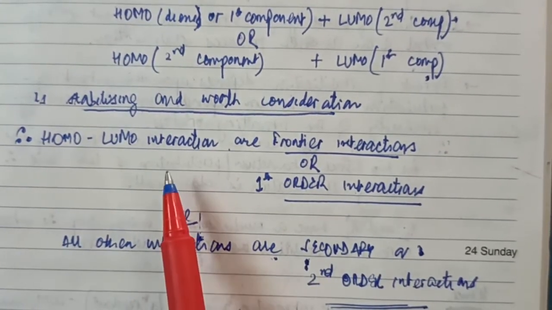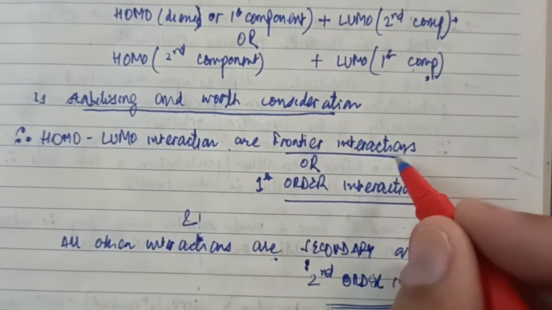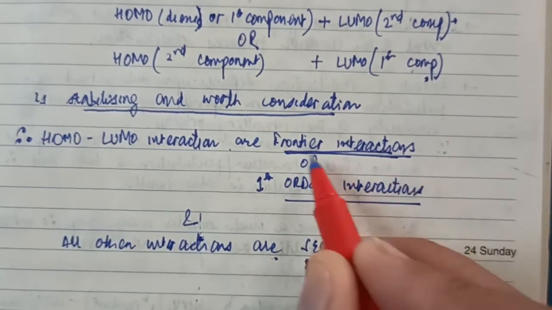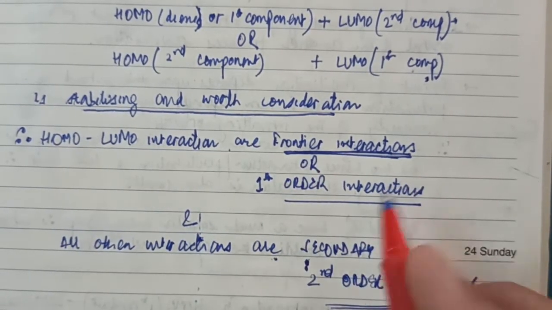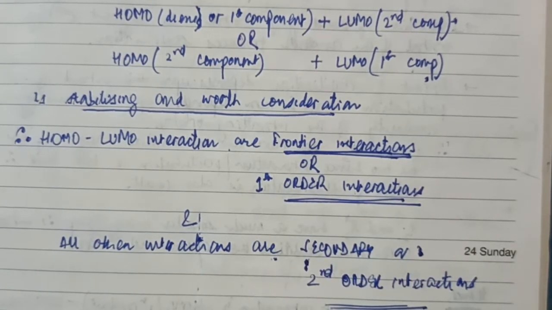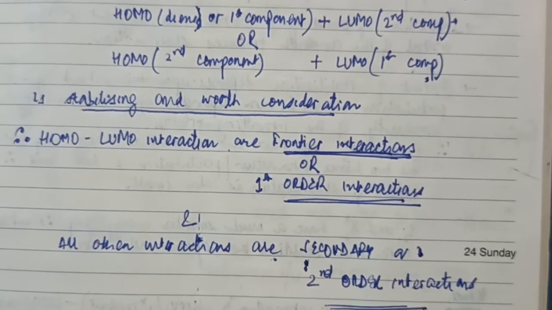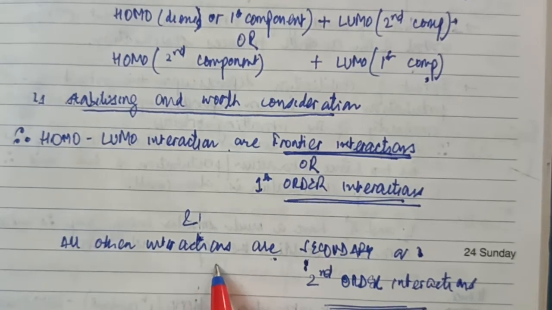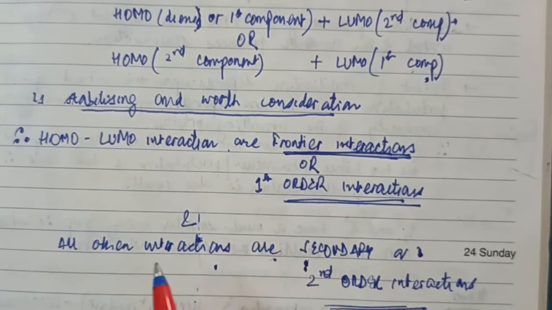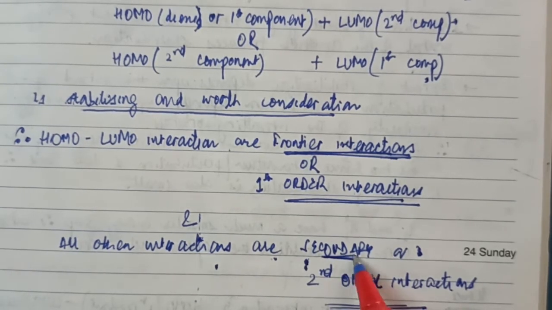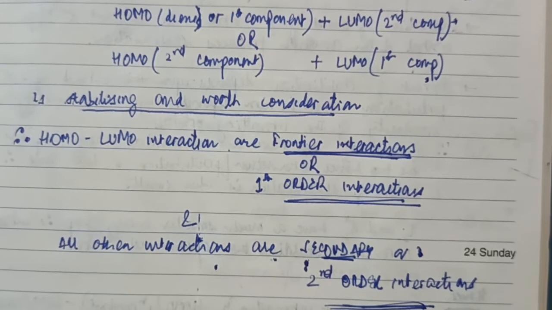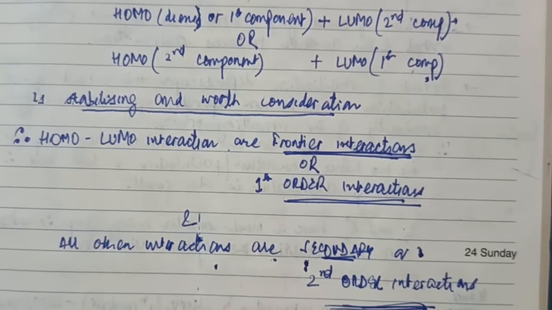Therefore, these HOMO-LUMO interactions are the main interactions, and in pericyclic reactions we call these interactions frontier interactions or first order interactions. And this is the most important interaction in the case of pericyclic reactions. All other interactions, other than the frontier orbital interactions or the interaction between the HOMO and LUMO, are secondary and are called secondary orbital or second order interactions, right?